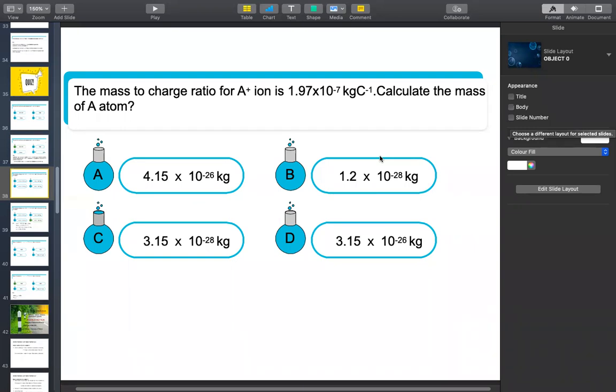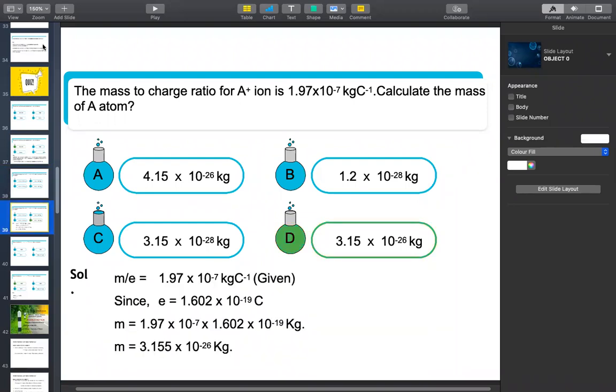Everyone got the answer? Could you repeat the numerical value for charge again? 1.6 into 10 power minus 19, it's given. In your notebook, it's written. Charge of proton and electron is the same. Okay, some are getting C, some are getting D. Let us remove this confusion. I am moving to the solution. Could I move to the solution? This is the answer. Answer is D.